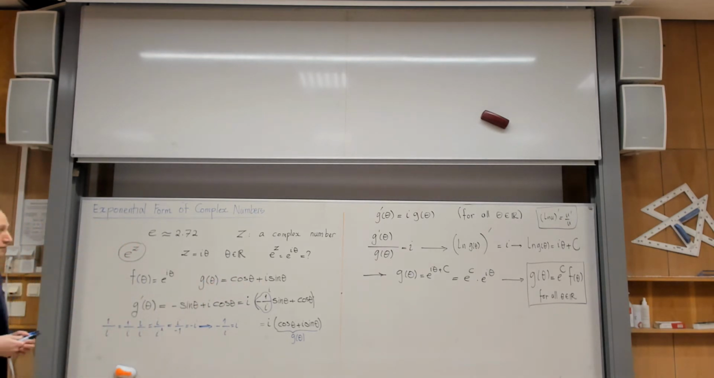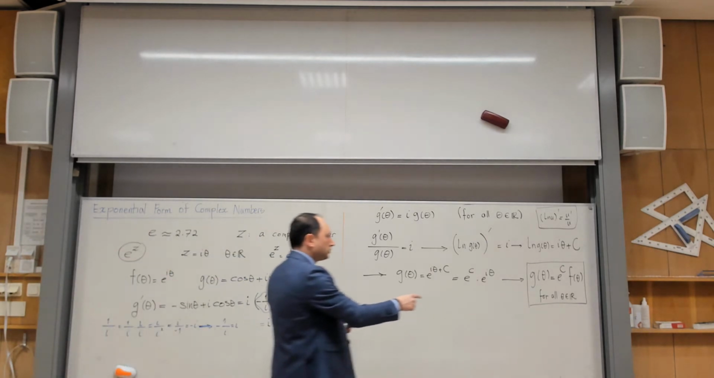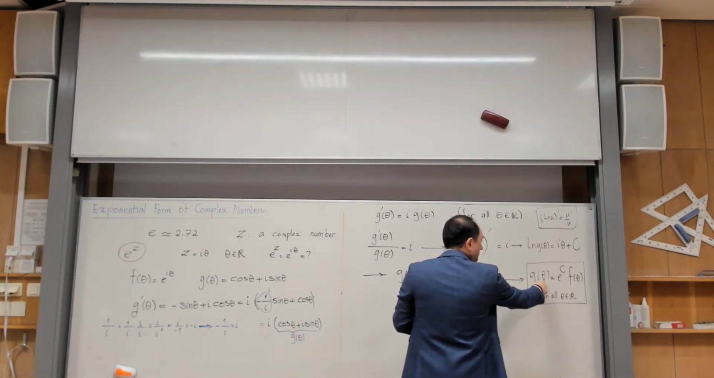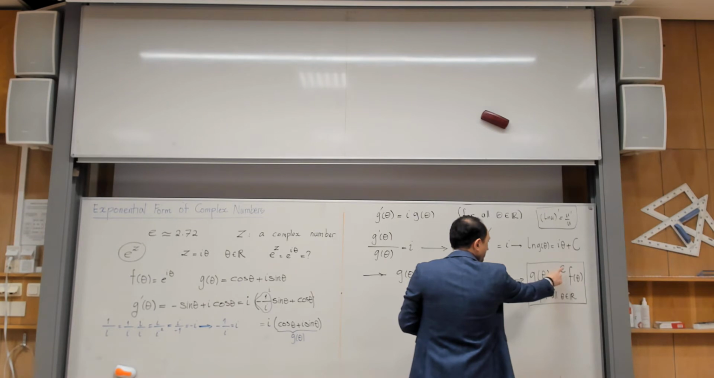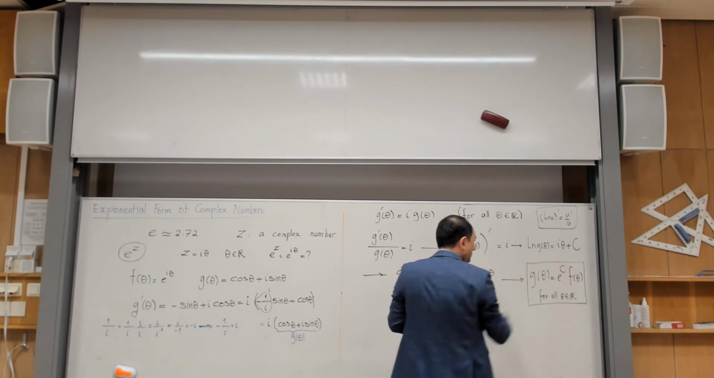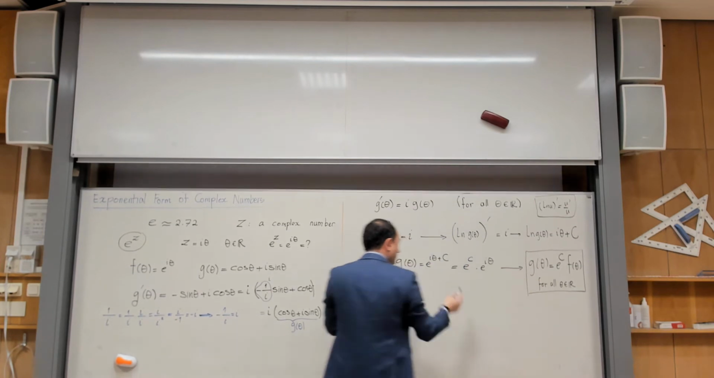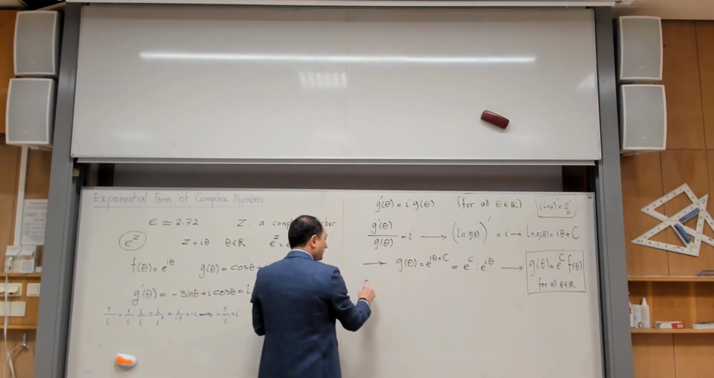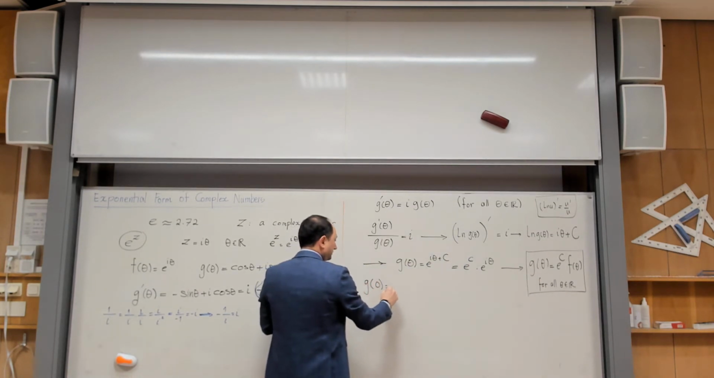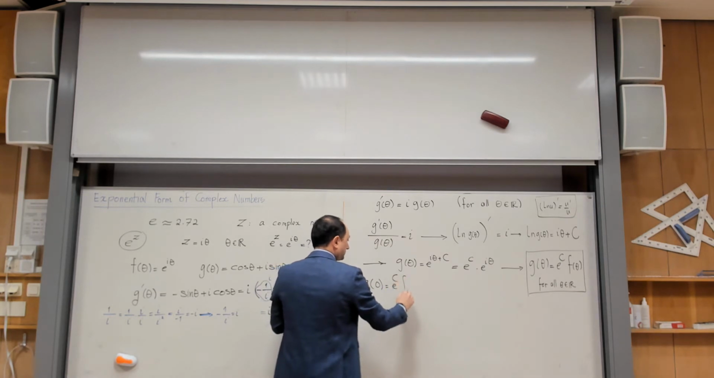But this formula is valid for all theta. Yes? The only problem for me is just this c, which I don't know. And because this is valid for all theta, this means that this is also valid for 0.